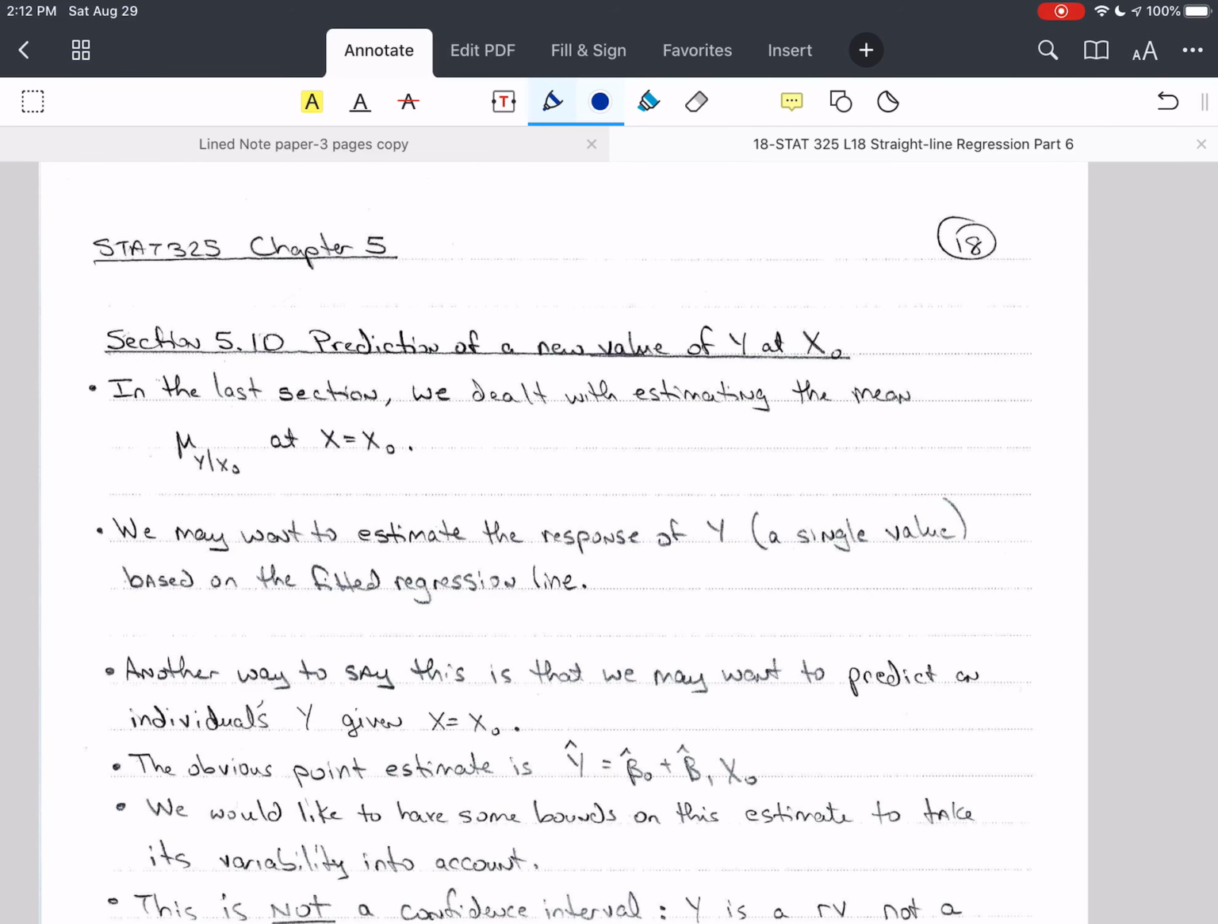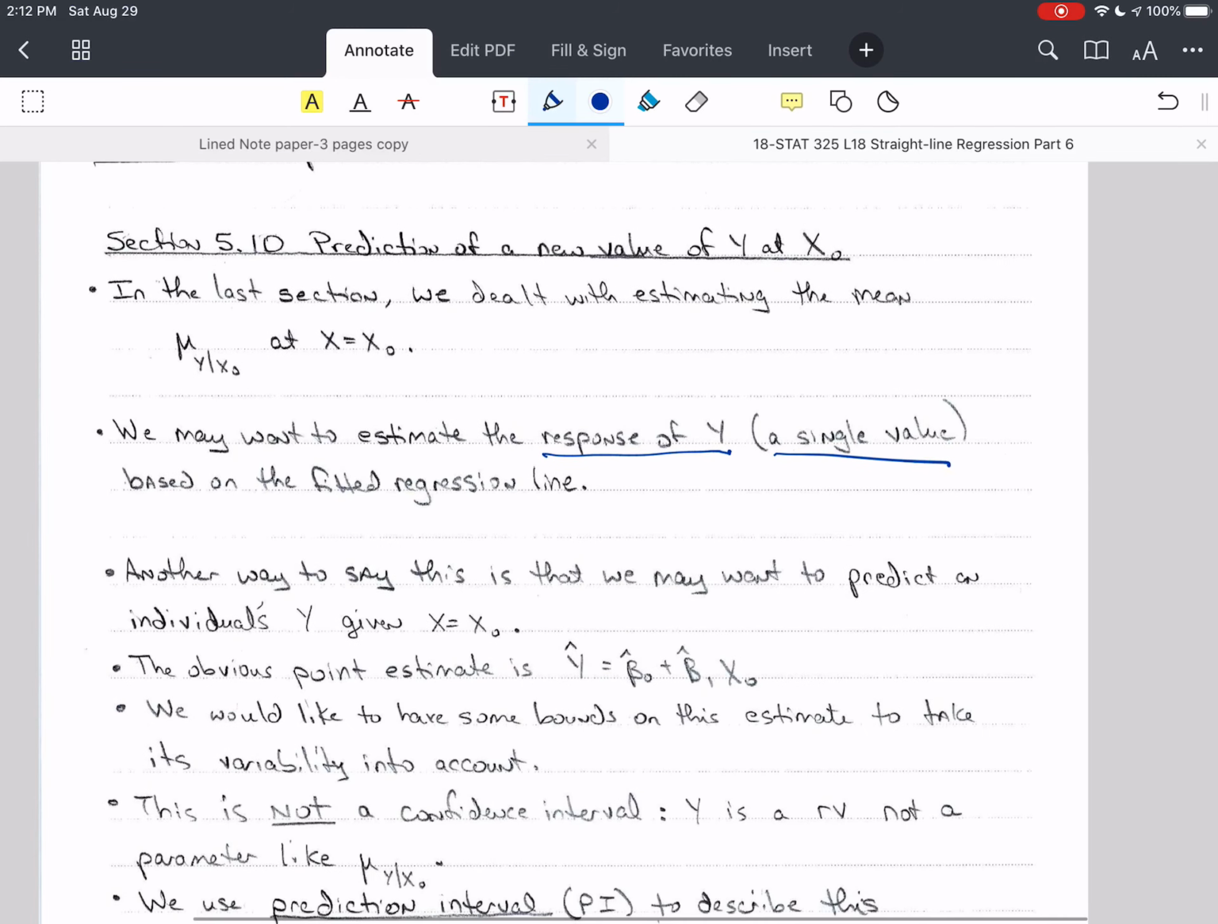So what are we talking about doing here? We may want to estimate the response of y, a single value, based on the regression line. Another way to say it is we may want to predict an individual's value of y given x naught, not the mean value, but the individual's. And the point estimate is still going to be y hat, because it's still the best estimate that we've created based on the regression line. But instead of just using that value alone, we want to have some bounds, a band around this value to be able to see the variability.